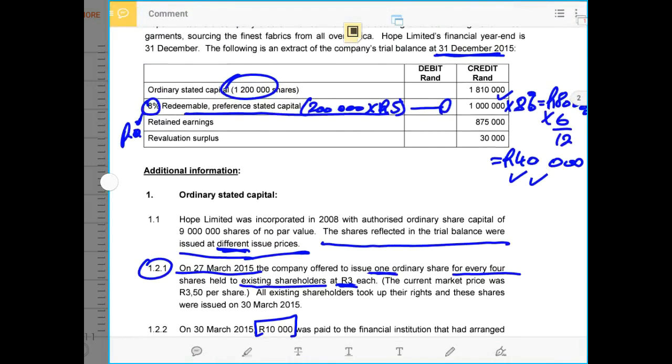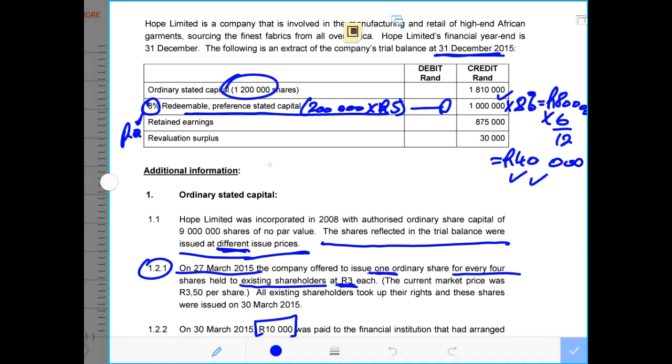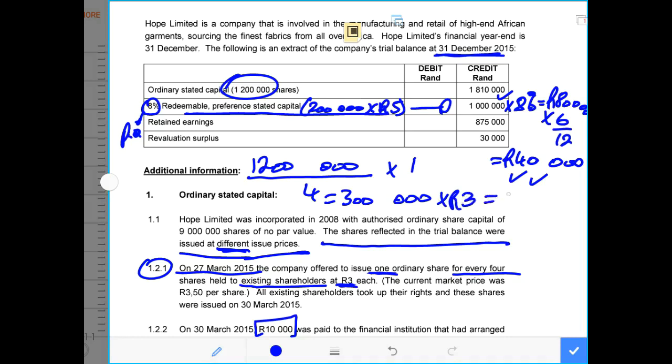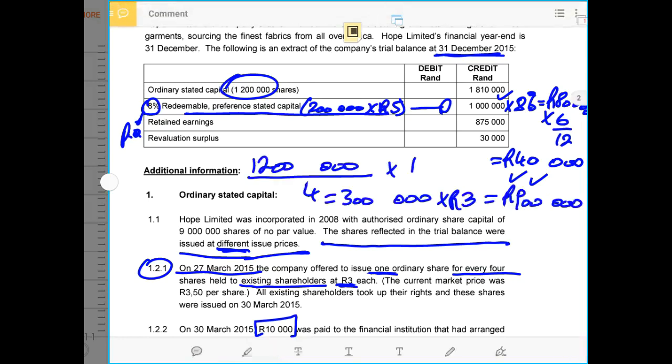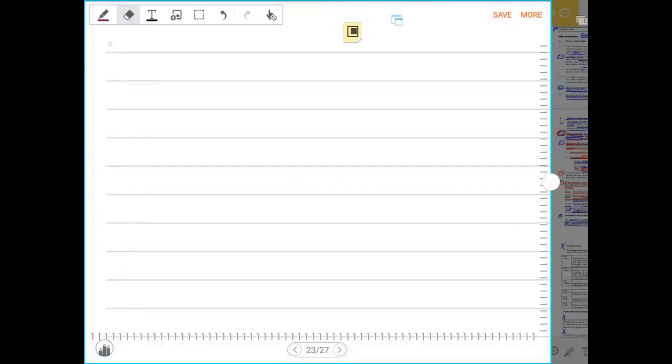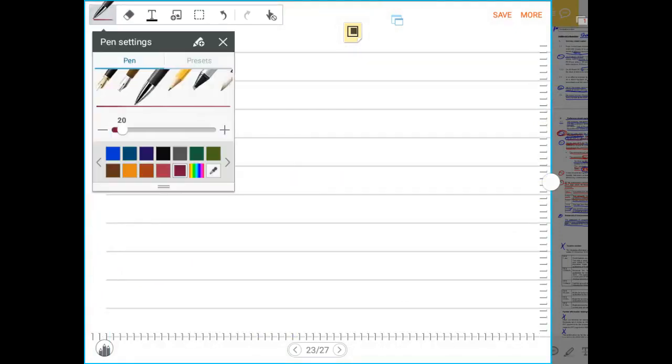Therefore we went back and asked, how many shares do these shareholders have? And we said they have 1,200,000 shares. Then we divide by 4, because we need to know how many groups of 4 shares they have. After that we multiplied by 1, and it gave us 300,000 shares that will be issued at the rights issue. We multiply this by the issue price of 3 rand, and this gave us 900,000 rands as the rights issue shares. So now we have to do a journal entry for that, as we are required to do. This is 1.1 that we are doing now.